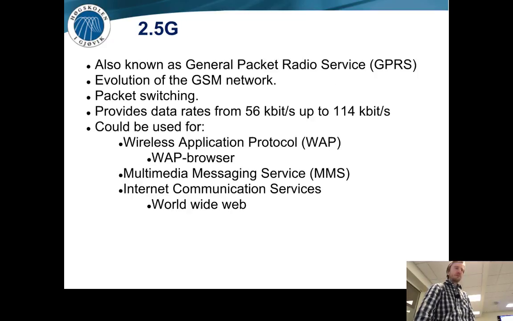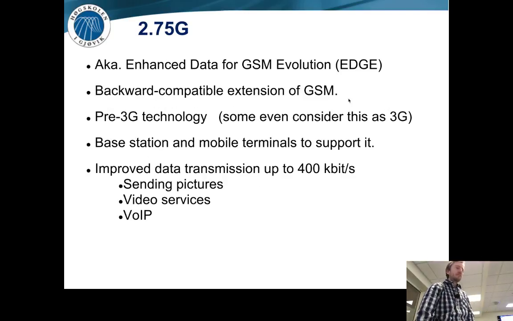If you go to GPRS, you can't really do much. With 114, you can send pictures, but it takes a while. And if you try to use VoIP, it will be really bad quality or not working at all, right? With Edge, yeah, it's a pre-3G technology, but sometimes some telcos were advertising it as 3G.